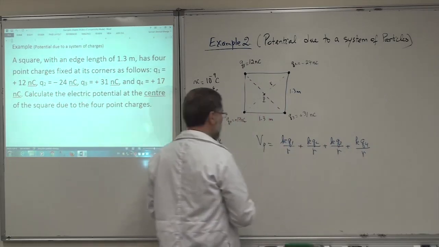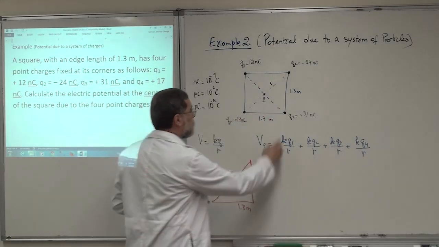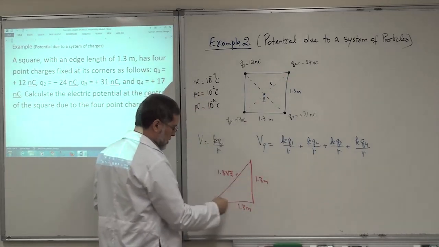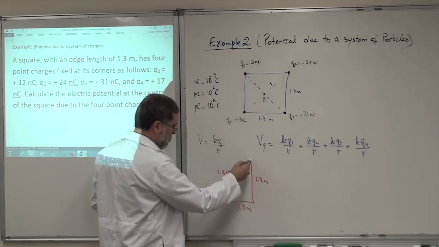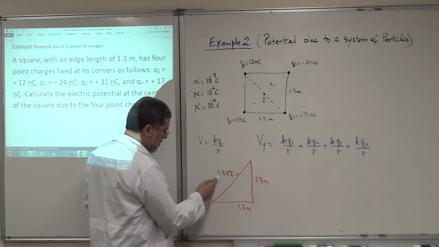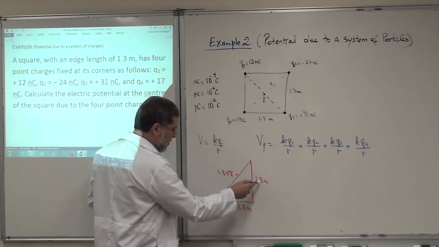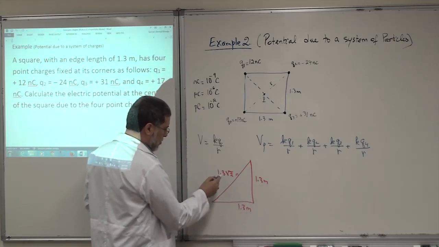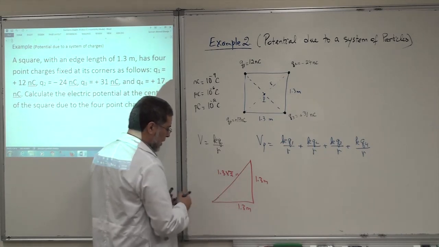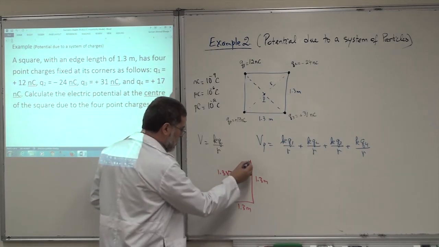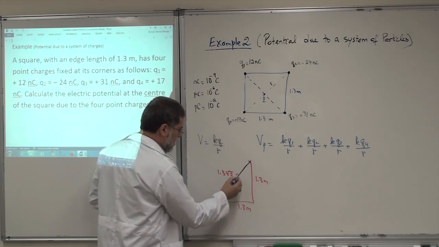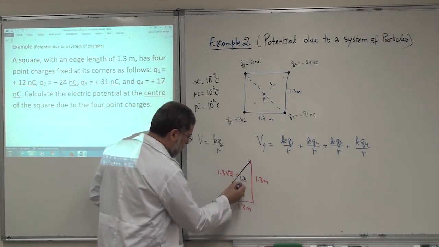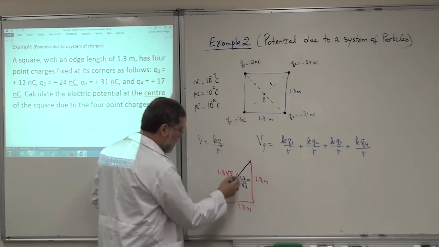Be careful. Let's calculate this R here, which is half the diagonal. As you know, we are going to use Pythagoras. This side is 1.3 meters, and this is 1.3 meters. So the whole diagonal is the square root of the sum of the squares, which gives 1.3 square root of 2 meters. And I want actually half of it. I want this distance here. So that distance is 1.3 square root of 2 over 2, which is 1.3 over square root of 2 meters. That's the distance R.